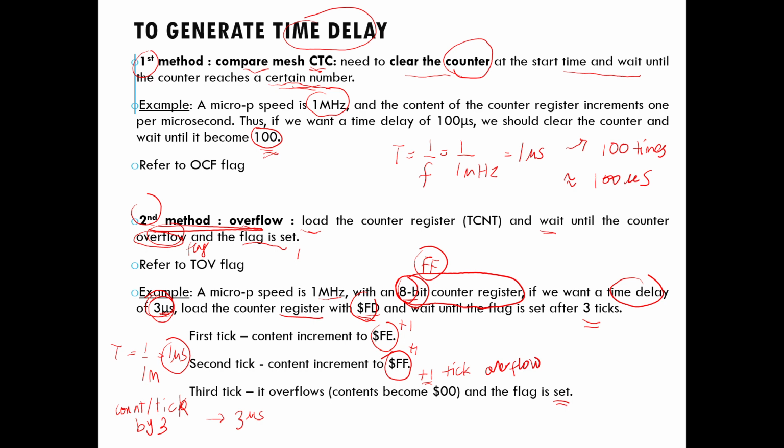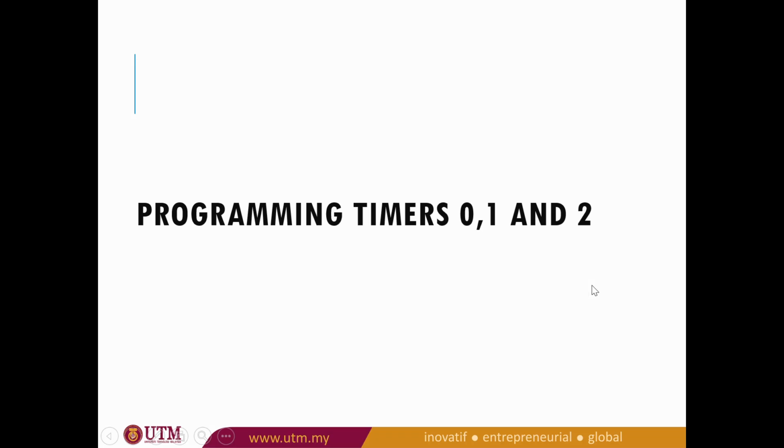So that is the way or the method to generate the time delay. You can use the clear the counter method, or you can use the overflow method. Next, we move to programming timers 0, timers 1, and also timers 2.